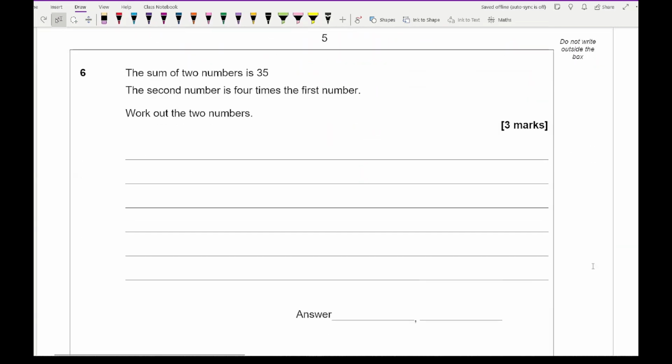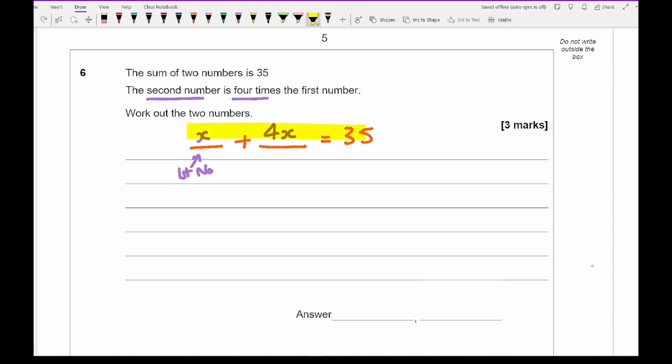Moving on to question 6, it says the sum of 2 numbers is 35. The second number is 4 times the first number. Work out the 2 numbers. So here if I just have 2 blanks, we know that when we add them together, we get 35. Now, if we don't know the numbers, I'm just going to call the first number x. It says that the second number is 4 times the first number. Well, if the first number is x, then the second number is going to be 4x.